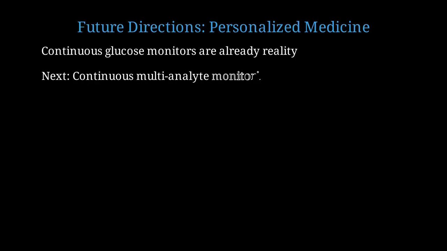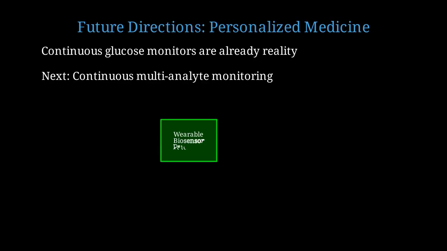The next frontier is continuous multi-analyte monitoring. Imagine a small patch that continuously measures glucose, lactate, cortisol, and inflammatory markers. Such a device would provide real-time health monitoring, alerting you before problems become serious. This is personalized medicine at its finest.